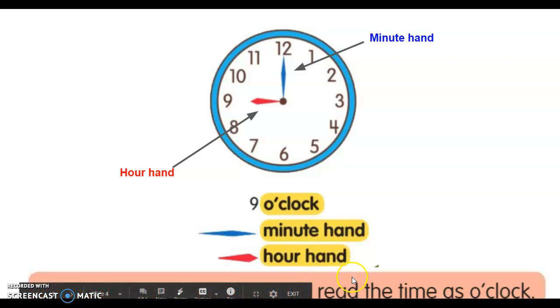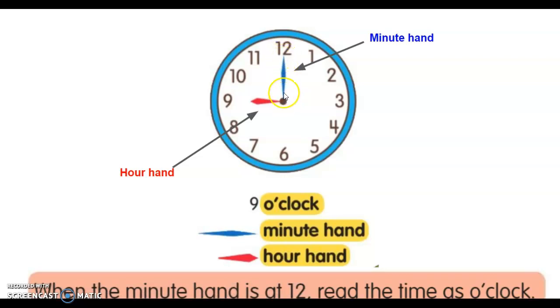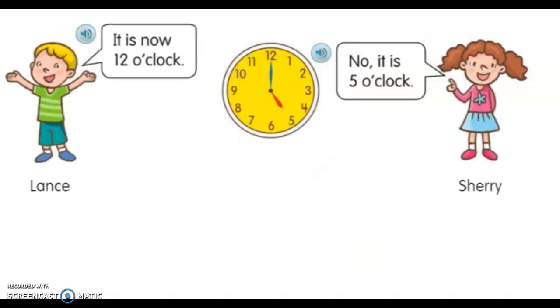When the minute hand is at the 12, read the time as o'clock. That's important to remember. When the minute hand, the longer hand, or in this case the blue one, points to the 12, you read it as o'clock. So it's 9 o'clock. Everyone say 9 o'clock. Good job.